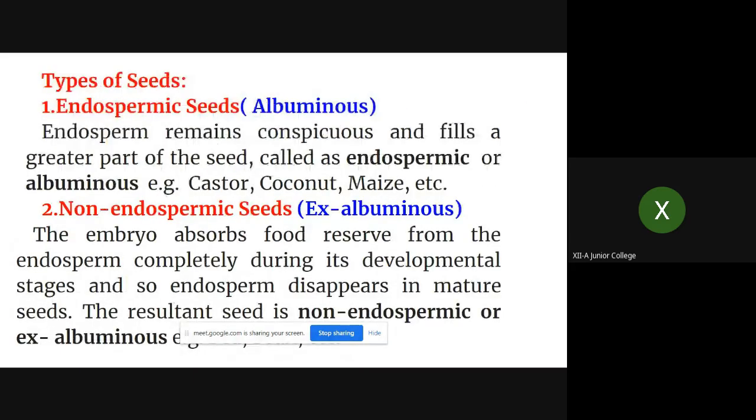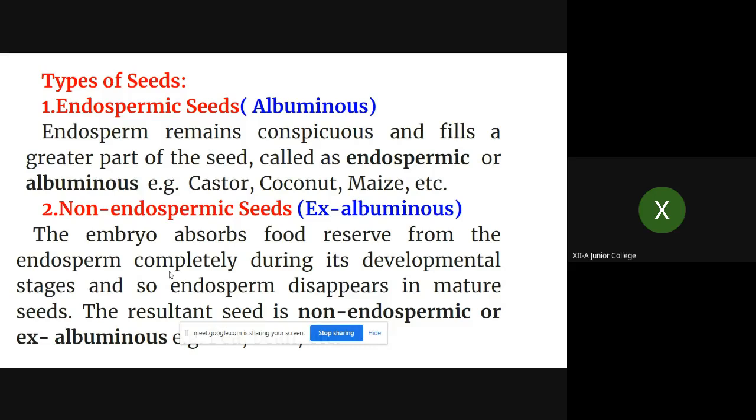Now you have to remember these two points also, that is endospermic seeds and non-endospermic seeds. Okay, endospermic seeds means what? Here the endosperm remains conspicuous and fills a greater part of the seed, called endospermic seed or albuminous seed. For example, castor, coconut, maize, etc. Now you remember, I showed you the maize diagram purposely, and I showed you the endosperm part also. That means the endosperm was still present. It was observed.